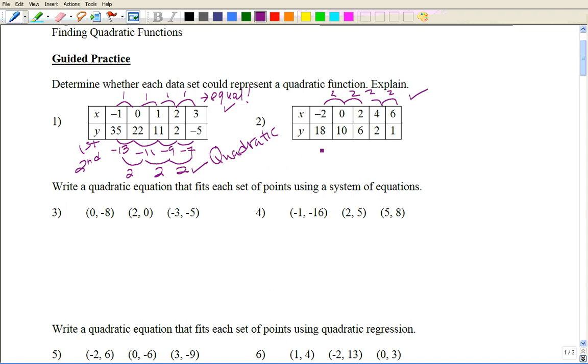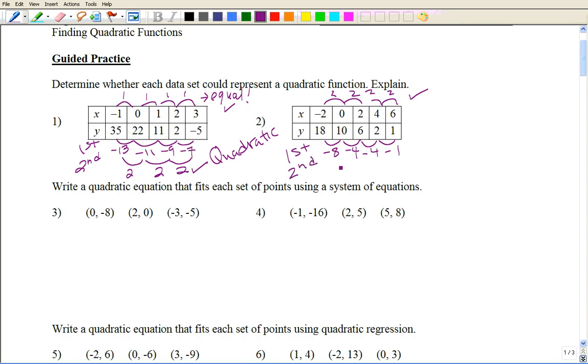Now let's look at the first differences. From 18 to 10, we subtracted 8. From 10 to 6, we subtracted 4. From 6 to 2, we subtracted 4. And then from 2 to 1, we subtracted 1. So those are the first differences.